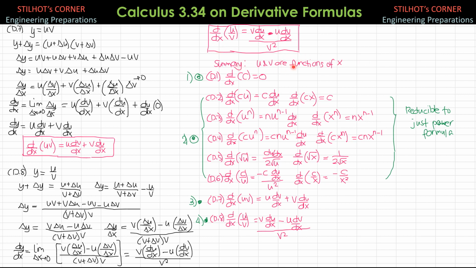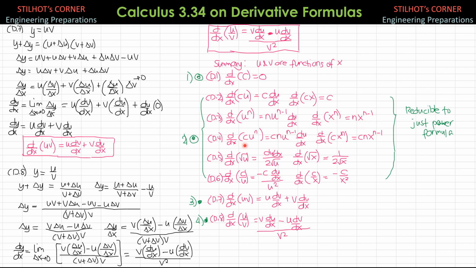So to summarize, u and v are functions of x. Formula 1, derivative of a constant is 0. Remember that. D.2, derivative of cu is c du/dx. Or derivative of cx is just c, as dx/dx is 1. D.3, derivative with respect to x of u to the n is n times u to the n minus 1, then derivative of u with respect to x, by the power formula. If u is x, then dx/dx is 1, so remove this. That's why derivative of x to the n is n x to the n minus 1.